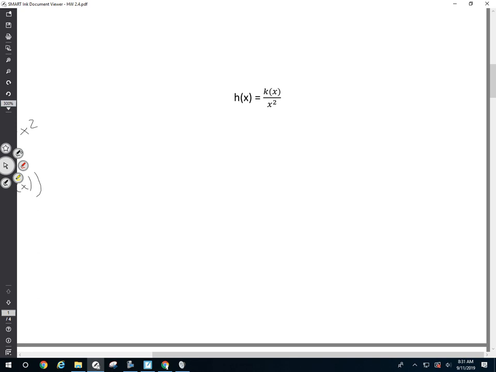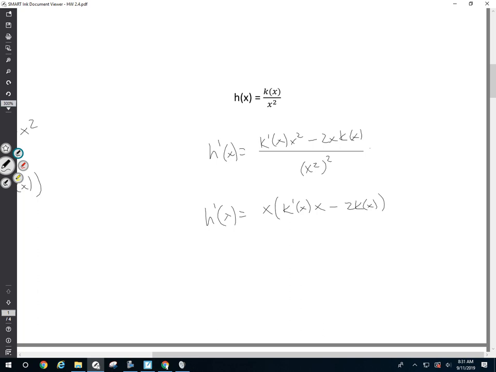Something like this, you have to use your rules. So make sure you use the quotient rule. Derivative of the top times the bottom minus derivative of the bottom times the top all over the bottom squared. I will simplify this. I can factor out an x. And I can cancel this x with one of the x's in the denominator. I'm going to make sure I distribute this x squared squared to be x to the fourth. Boom, gone, gone. This should be x cubed.